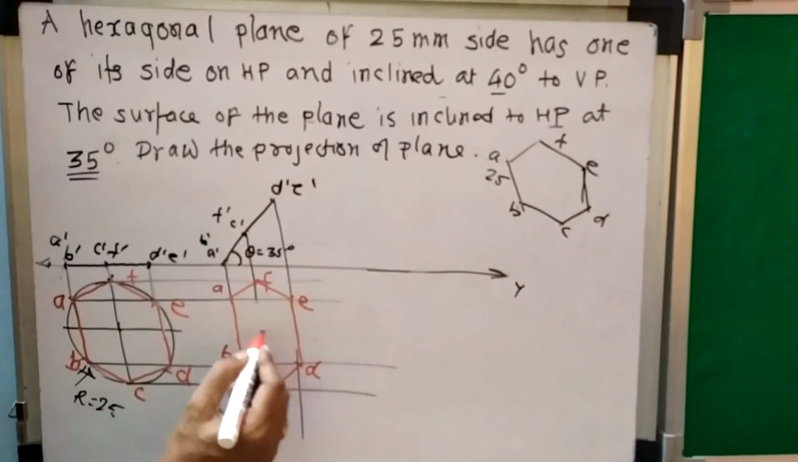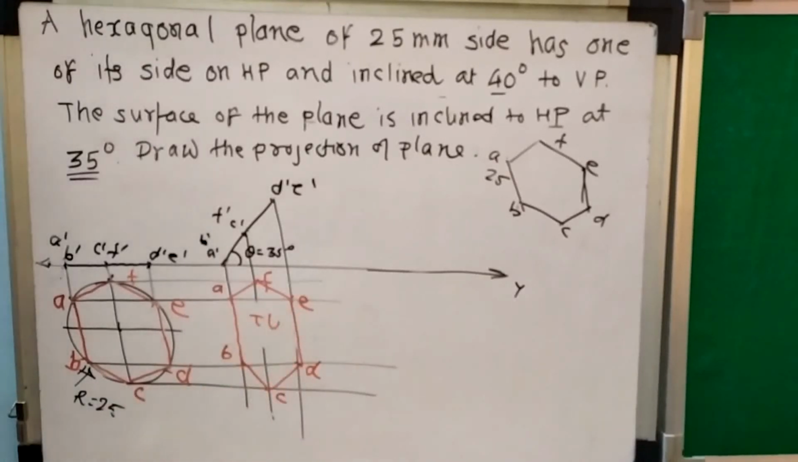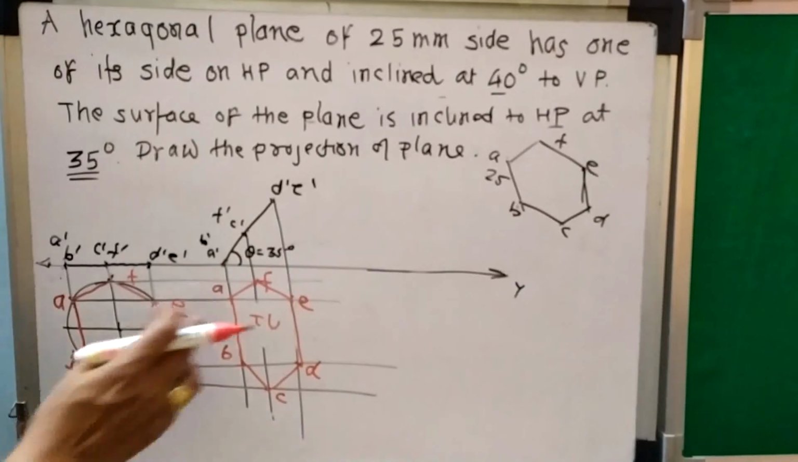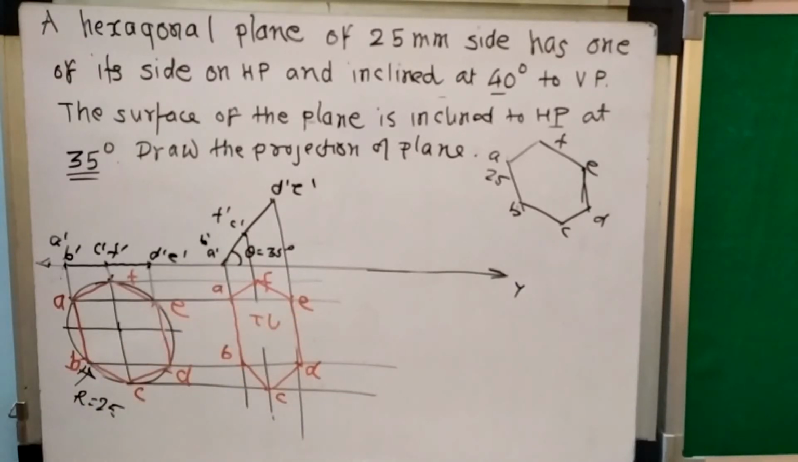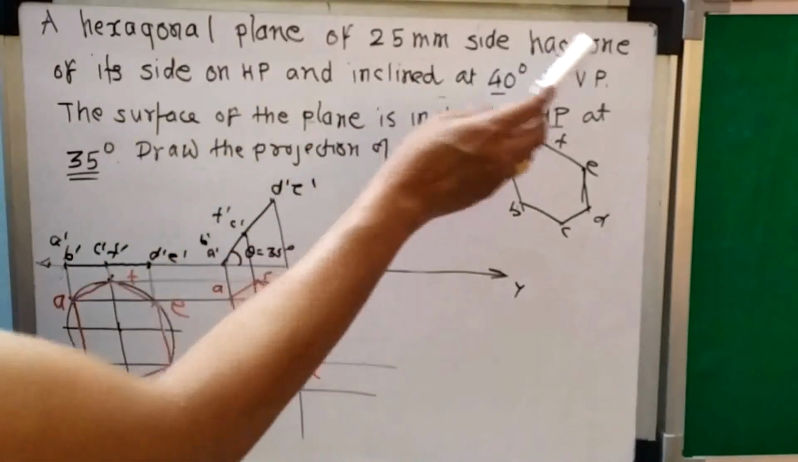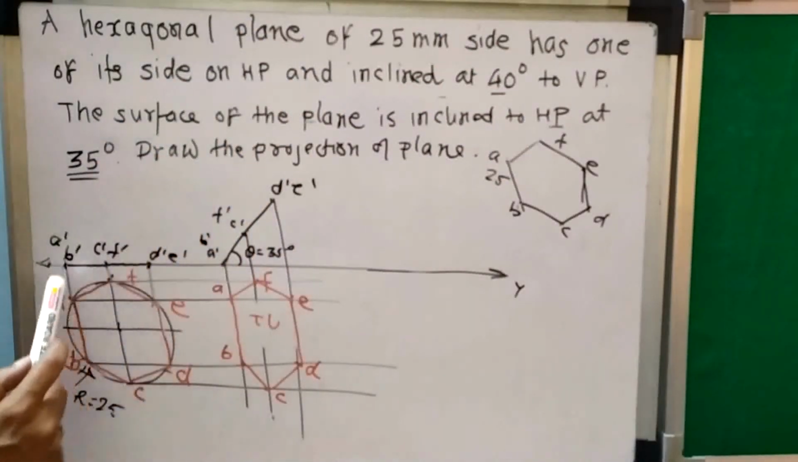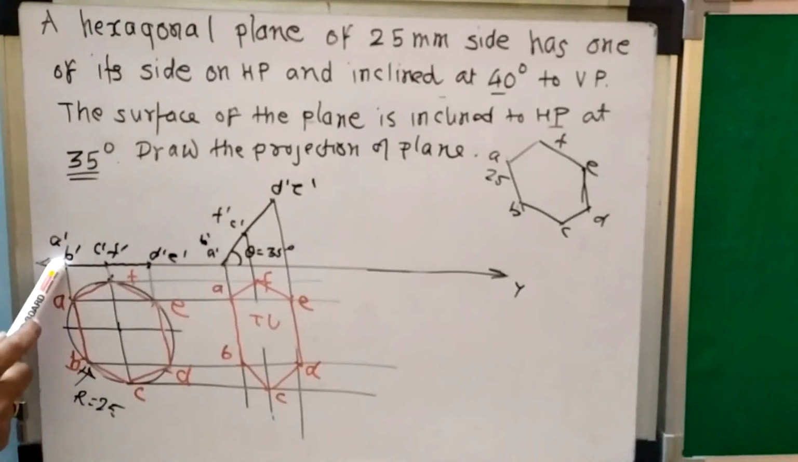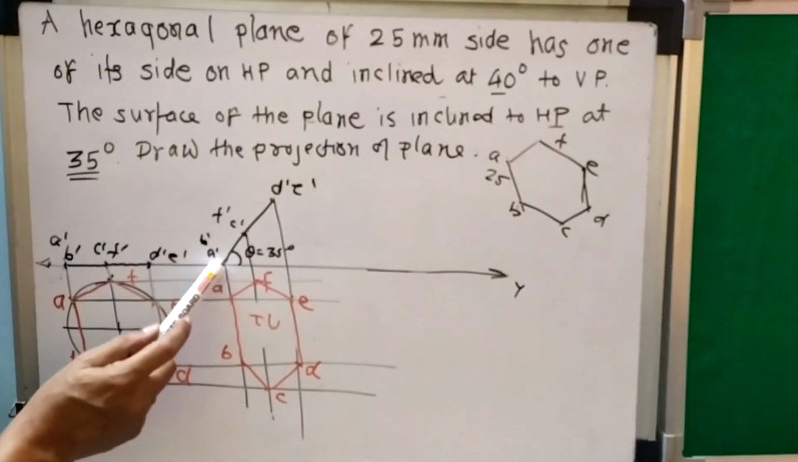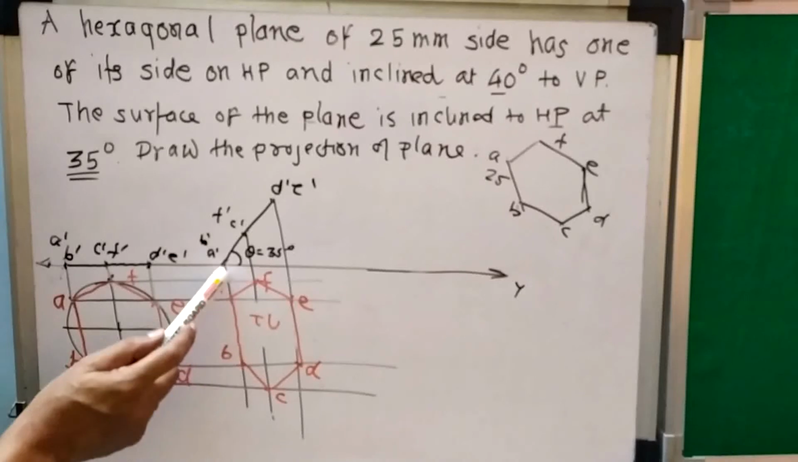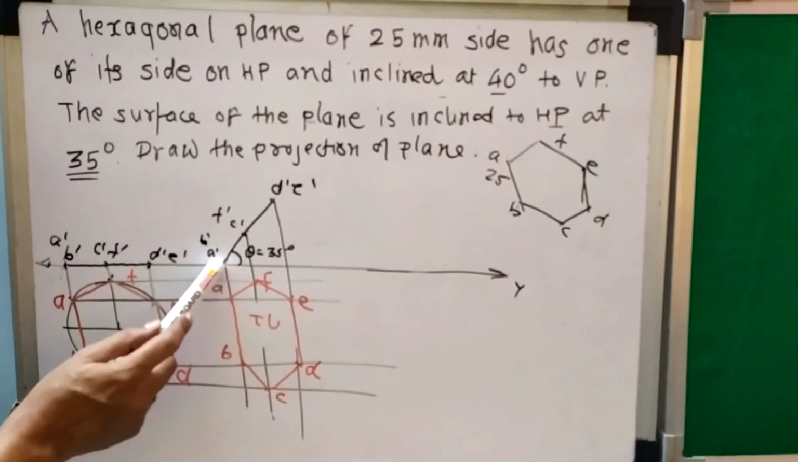So this is my top view. Okay, so I have got the top view. Now the second condition is what? Has one side on HP. Which is the side on HP? AB is the side on HP, A dash B dash, so this is on XY. So the AB side is on the HP, that's why it is on XY.